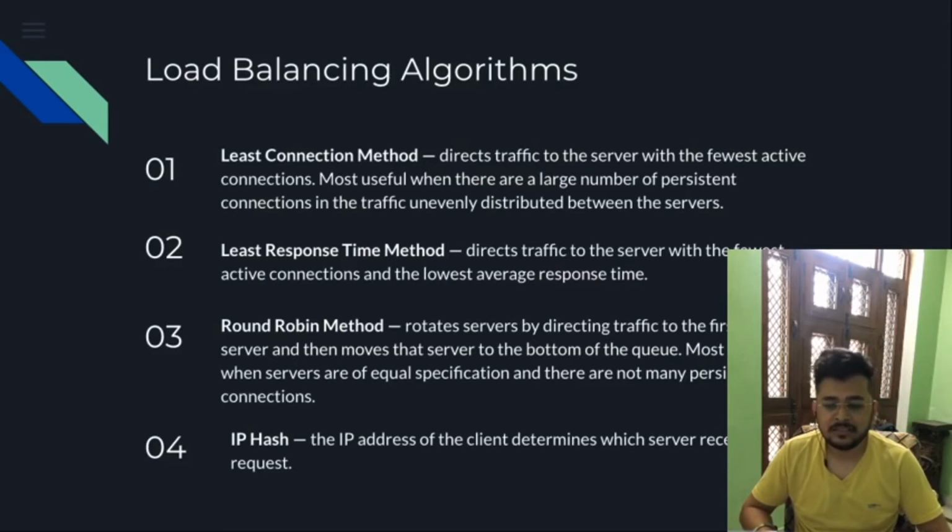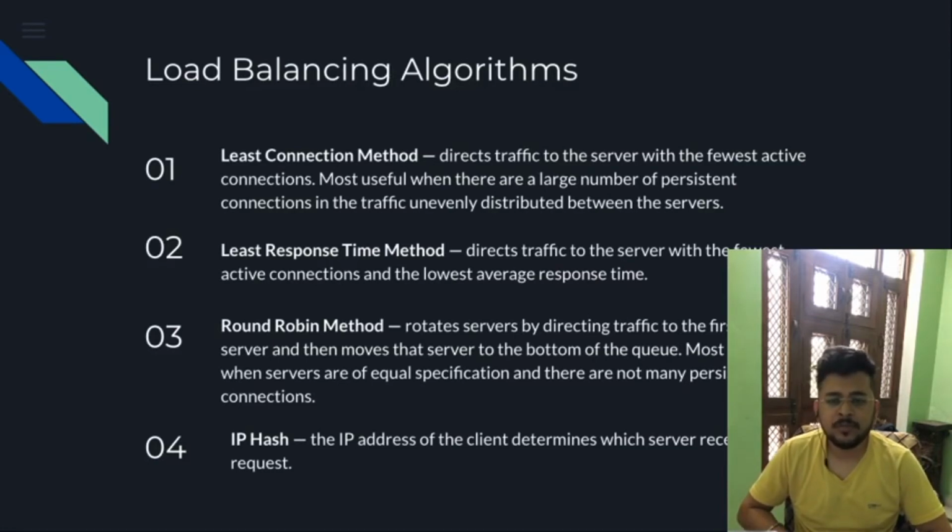Then the third strategy is round robin, which is simple: the first request will go to server 1, the second to server 2, the third to server 3, and then the fourth again to server 1, and so on and so forth in a round robin fashion. In this case, we generally are not able to optimize, but for smaller applications this is perfectly fine.